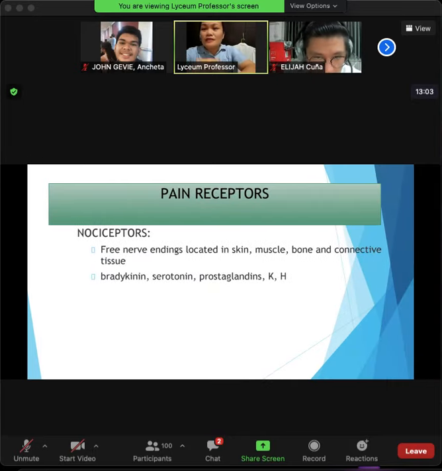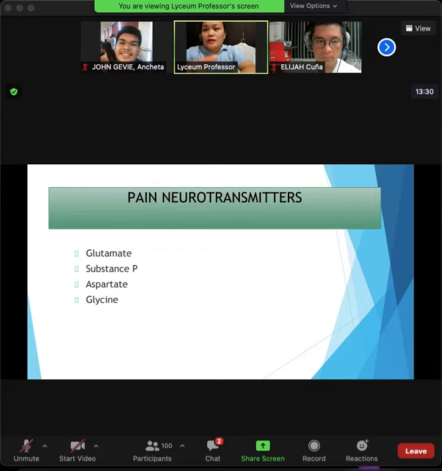So we have pain receptors, which are also known as nociceptors. They are usually free nerve endings located in the skin, muscles, bone, and connective tissue. This also includes bradykinin, serotonin, prostaglandins, potassium, and hydrogen. Okay. How about the neurotransmitters for pain? These include glutamate, substance P, aspartate, and glycine. Okay.